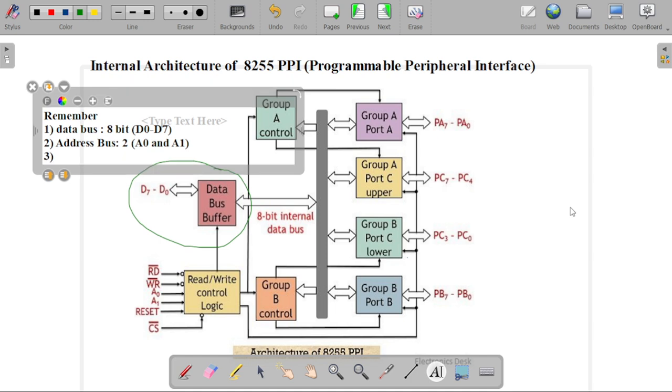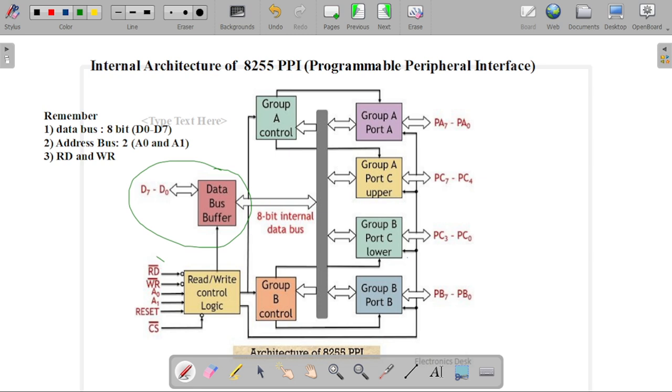The third point is, you have to remember that each and every IC has the read bar and write bar signals. The read and write signals are used for reading and writing the data from the data bus. Here you can see this RD bar and WR bar signals are given to the read-write control logic. And the two address lines, A0 and A1, are also given to the control logic.